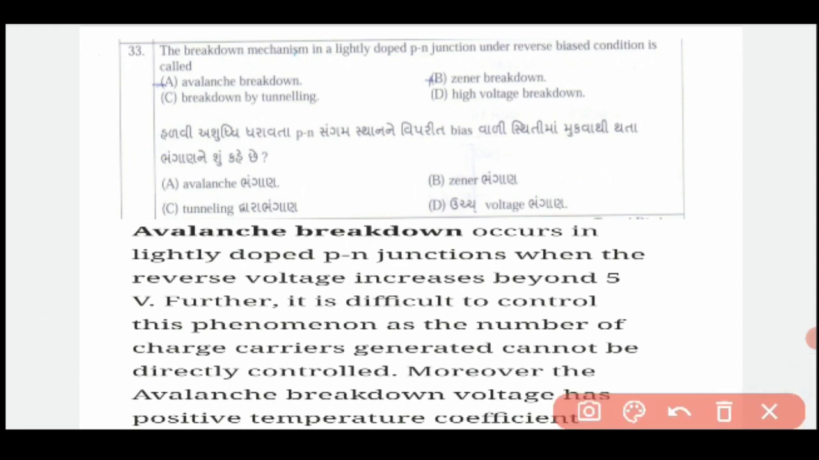Question number 33. The breakdown mechanism in a lightly doped PN junction under a reverse bias condition is called: option A, avalanche breakdown; B, channel breakdown; C, breakdown by tunneling; and option D, high voltage breakdown. Then the answer is avalanche breakdown.